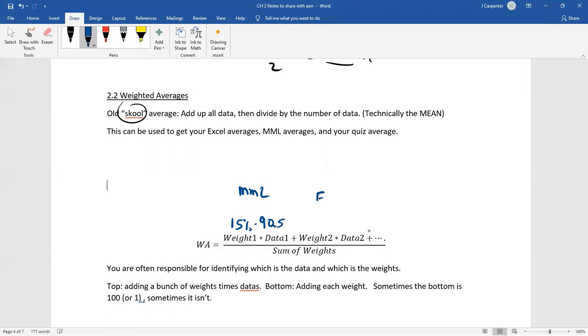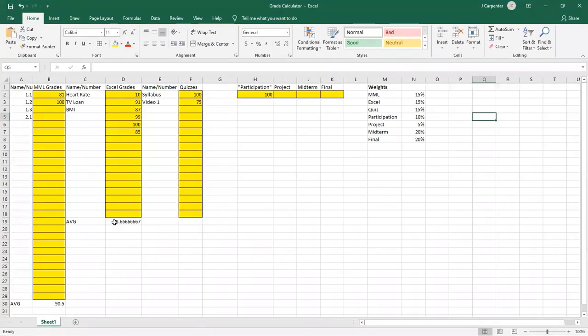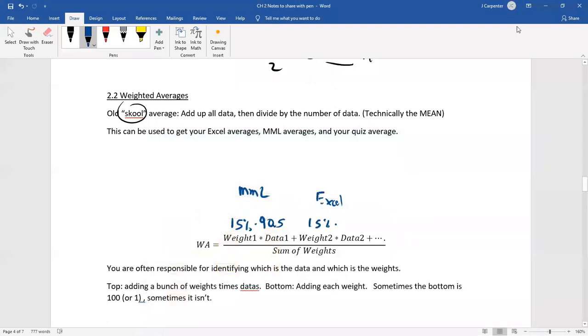And then weight 2, this could be the Excel bit. So you would have your 15% times whatever grade you had for your Excel average, which was this 78.7, we'll round it. So 78.7. And then plus, you'd have the quiz section, then the participation, midterm, final, project, all that different stuff for your grade in this course. So it's how much it's valued at times what you actually earned for that section. Or if it's not talking about averages of a grade, it might just be a cost of something, as we'll get into with our examples.